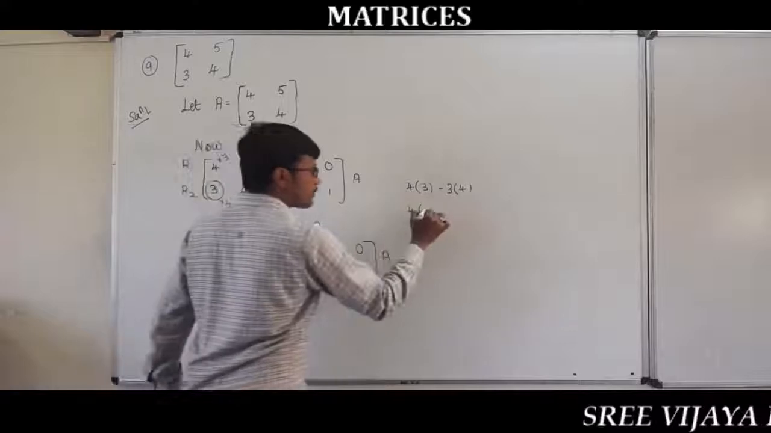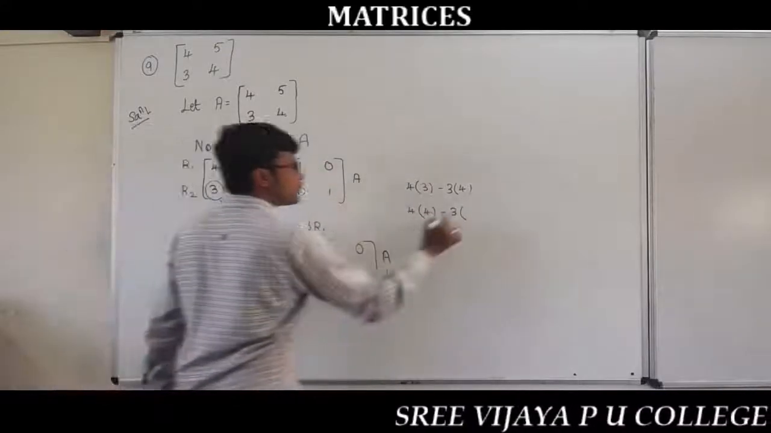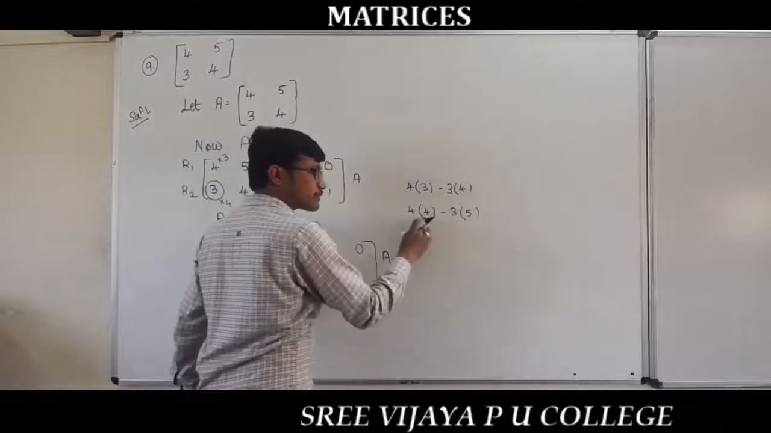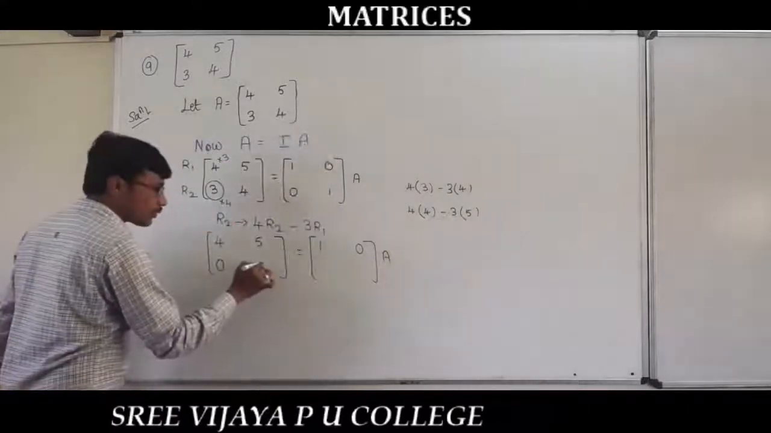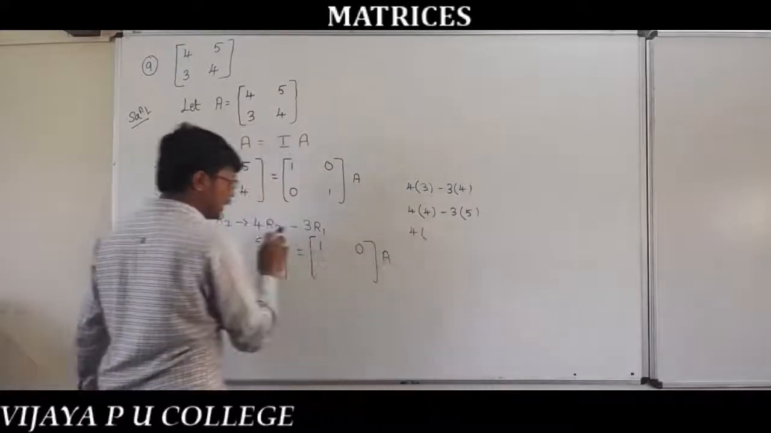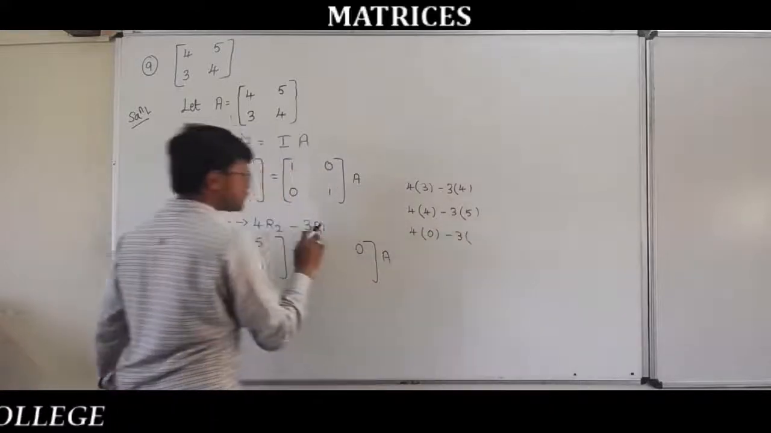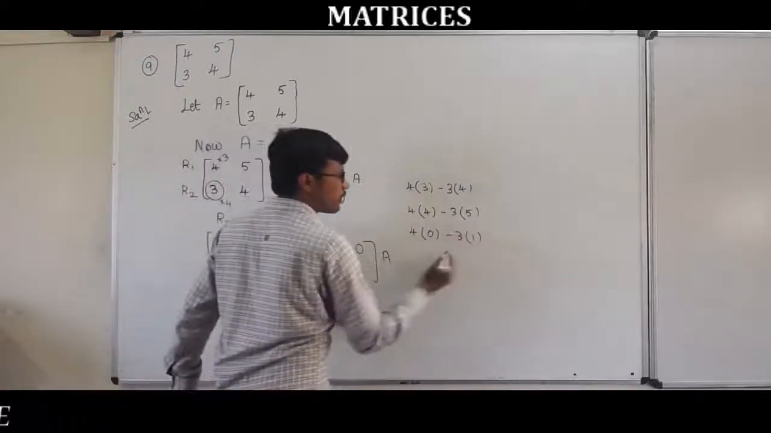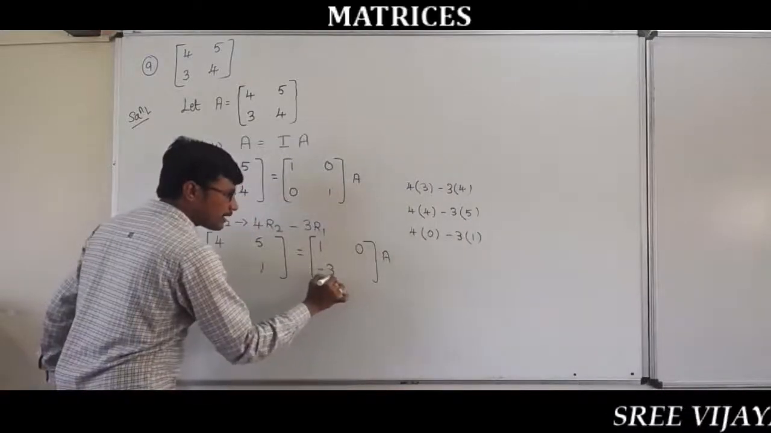R2 is 4 minus 3 times of R1 is 5. 4 into 4 is 16, 3 into 5 is 15, 16 minus 15 you will get 1. Next, 4 times of R2 is 0 minus 3 times of R1 is 1. 4 into 0 is 0, minus 3 into 1 is minus 3.